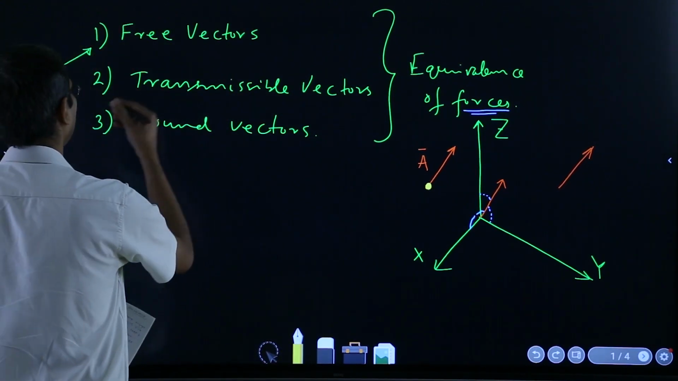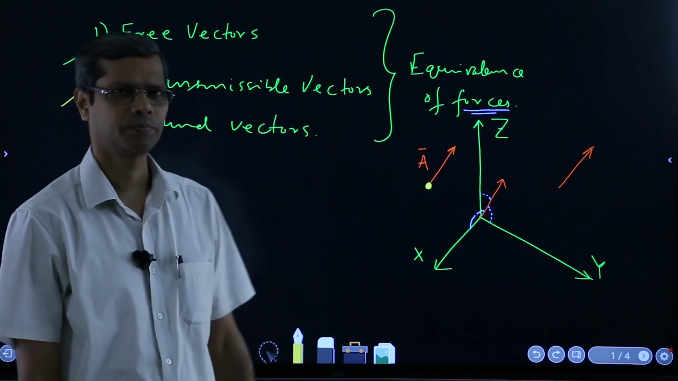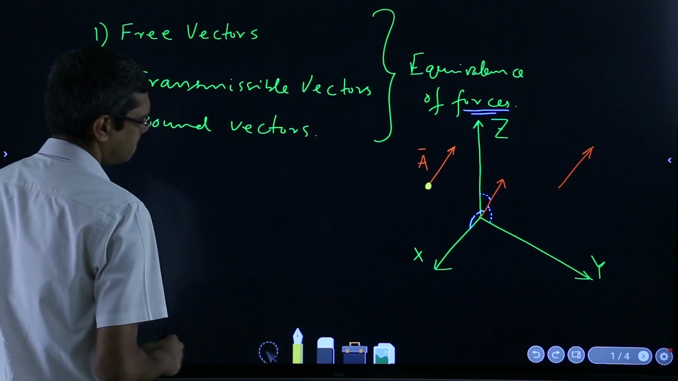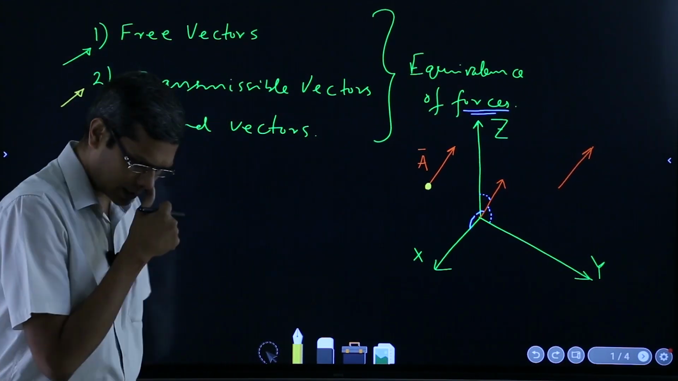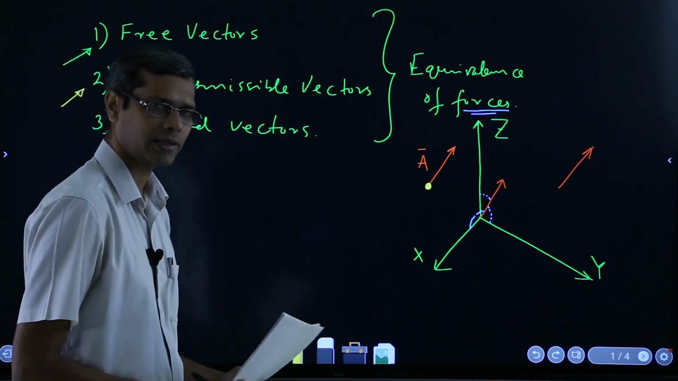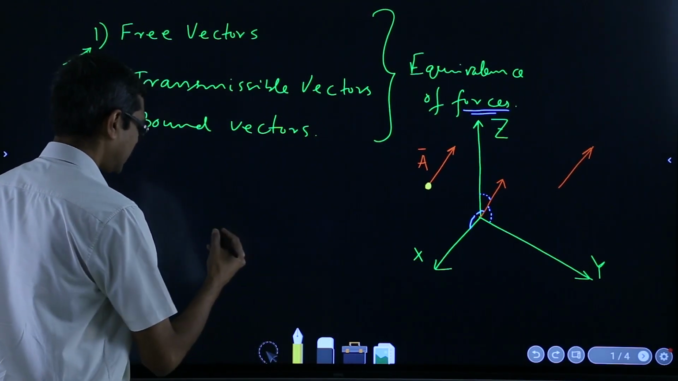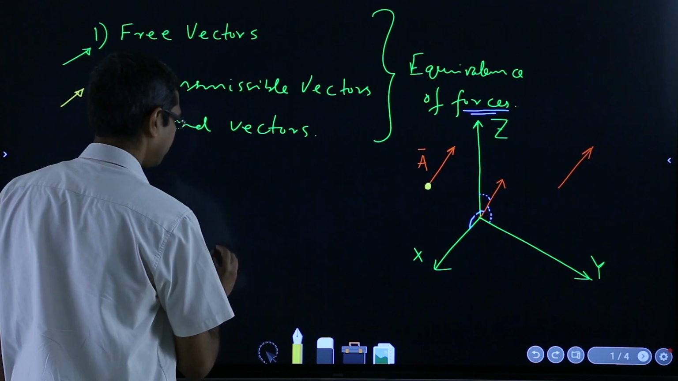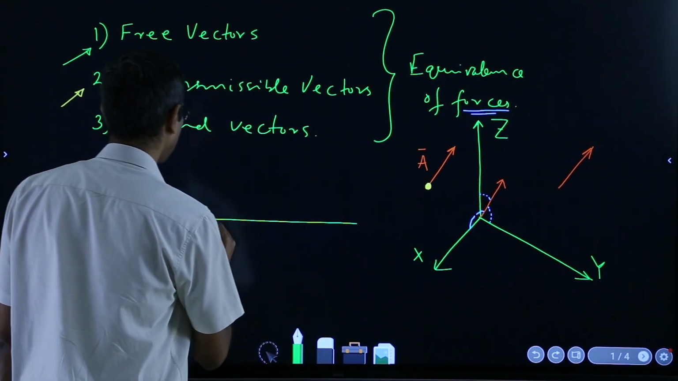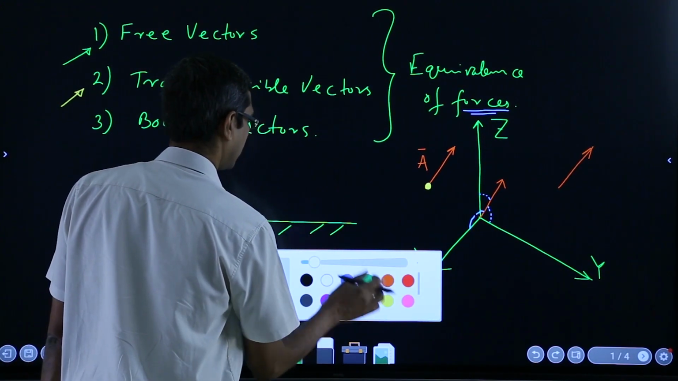Now, having said that, what is a transmissible vector? Here, the line of action remains the same in the case of a transmissible vector, and you are free to move it anywhere along it. For example, suppose there is a body lying on the ground. So, this is the ground, and I have a body.